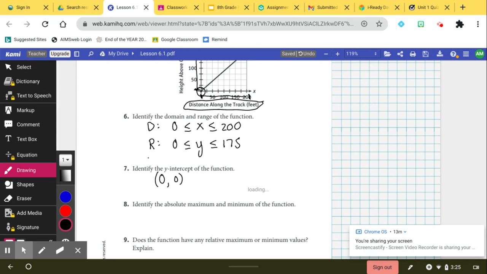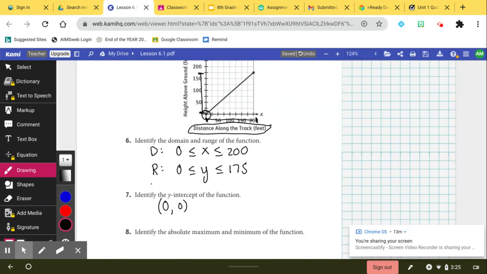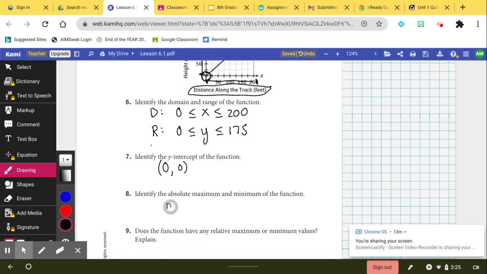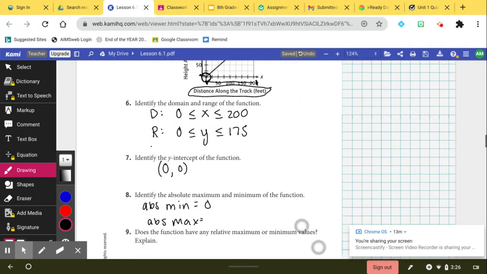8 says identify the absolute maximum and absolute minimum of the function. Well, remember we could have our endpoints. So my absolute minimum is the lowest height above the ground, and that's at 0. So I'm going to say absolute min would equal 0. Then absolute max would be the greatest height, greatest output, which would be the 175.